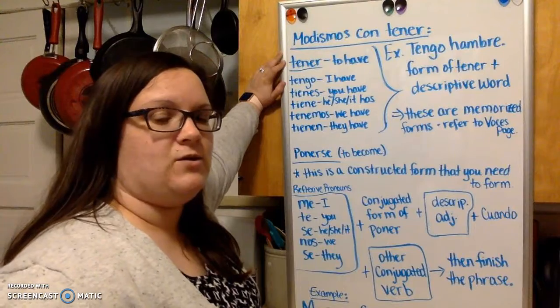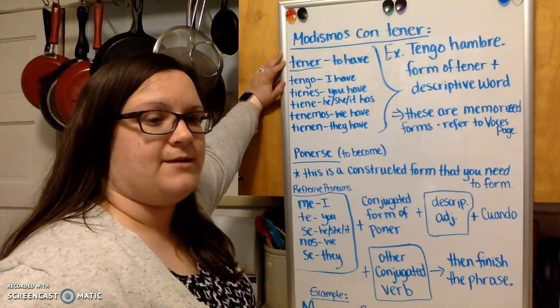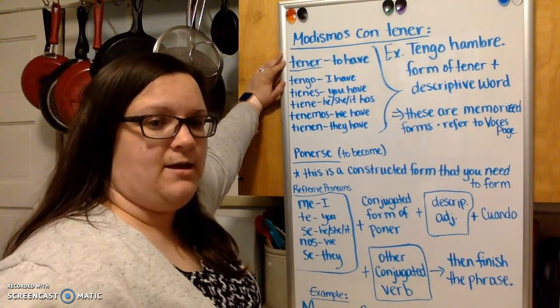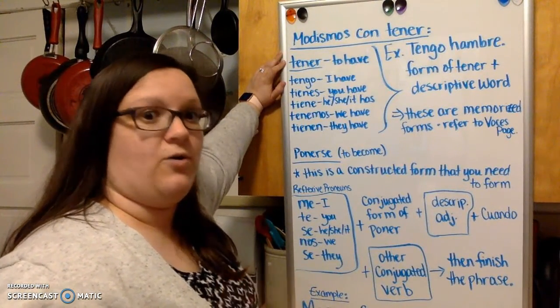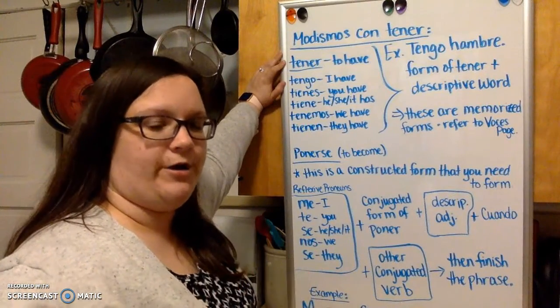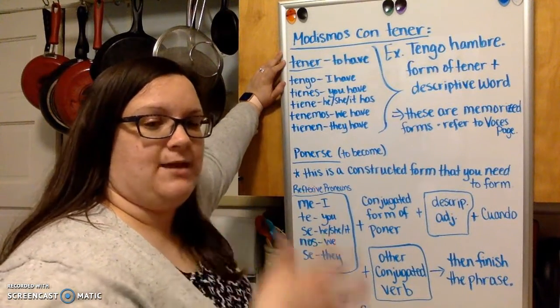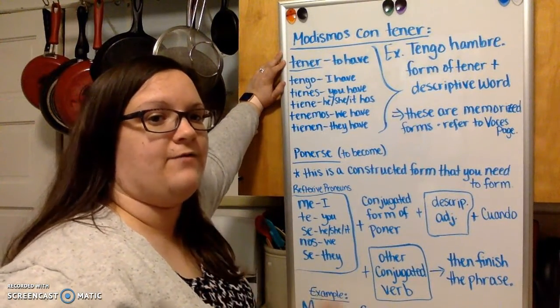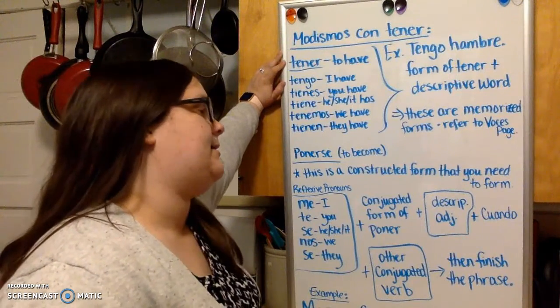All right, so when you would use this is if somebody asks you, ¿Cómo estás hoy? Or ¿Cómo estás ahora? How are you today, or how are you right now? You would say, tengo hambre. Okay, I have hunger, I'm hungry.